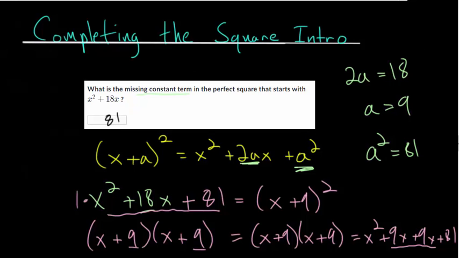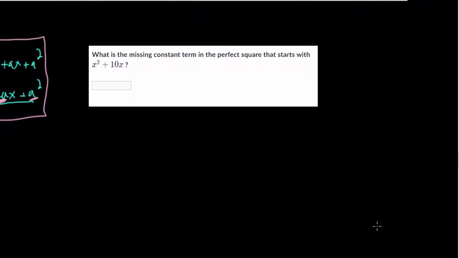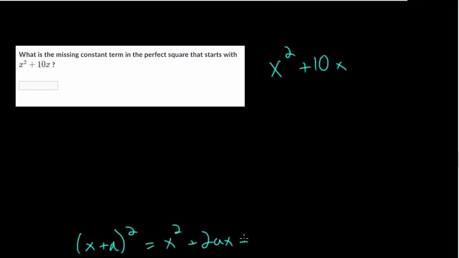And let's move on to another one. And let me just make some more space. So we again need that missing constant term. So x squared plus 10x. And for all of these, we do want to have that formula. So (x + a) squared is x squared plus 2ax plus a squared. We need the formula to match up what our a value would be, so that we can square it and add that to this expression so far.